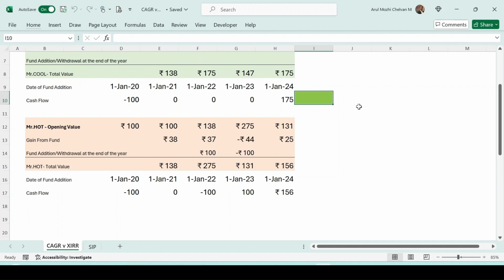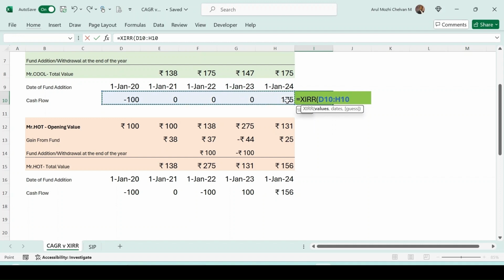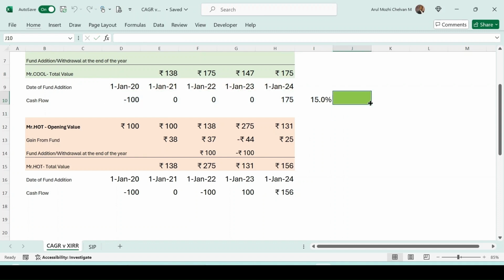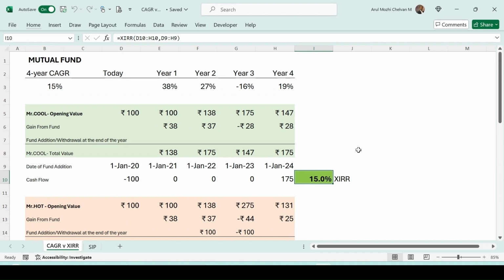We can use the formula of XIRR. You have to select all the cash flows first. You can see the formula. It is values, then comma, we have to put the dates, at which date the cash flow is involved. You have to select all the dates. That's it. XIRR of 15%. It is very similar, I mean, it is equal to the CAGR of the fund because there is no fund addition, there is no fund withdrawal.